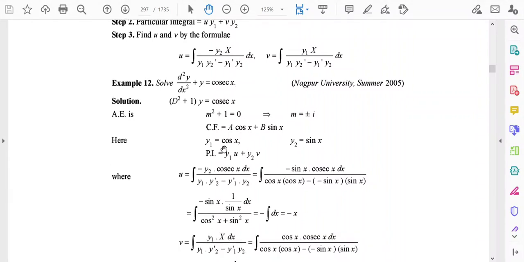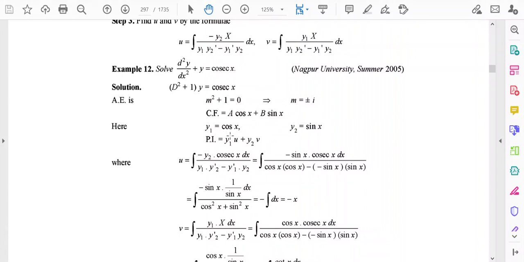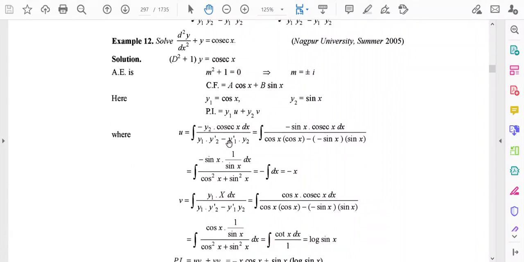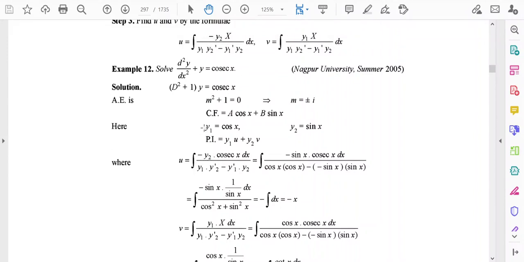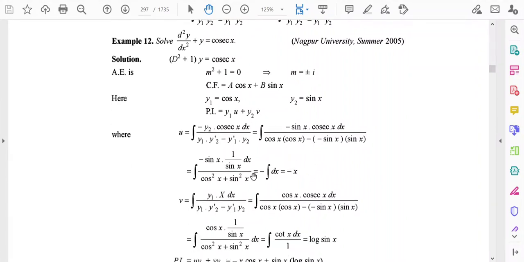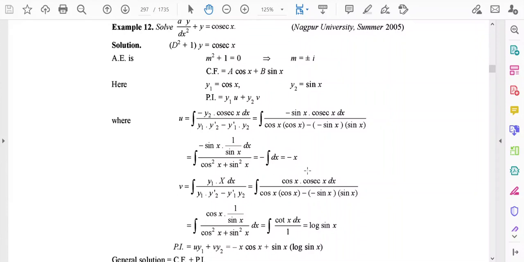Now you know the value of y1, so you can find y1 prime. You know the value of y2, so you can calculate y2 prime. y2 prime is the differentiation of y2, means cos x. And what is y1 prime? y1 prime is the differentiation of cos x, means minus sin x. So now we will put all these values in the formula of u. So the formula of u is minus y2, capital X means cosec x dx, over y1 y2 prime minus y1 prime y2. We have put those values here. So ultimately after some simplification we obtain minus integration dx, means minus x.